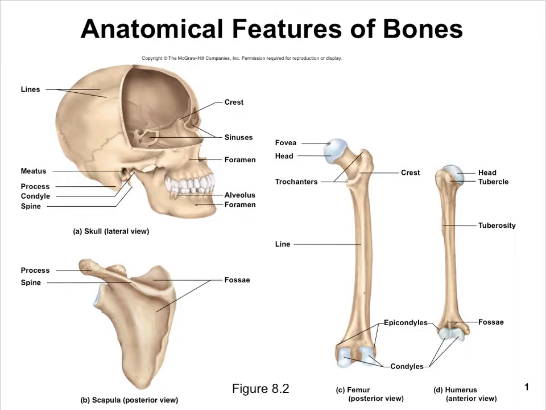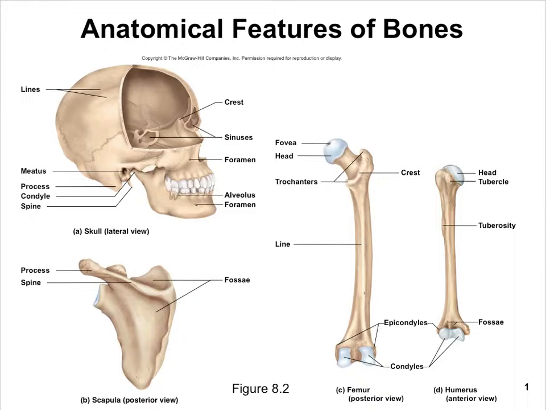Tuberosities. So tuberosities are rough, elevated, slightly rounded surfaces. Often things will attach to them. These are usually not articular points. They're usually points of attachment, but they're basically slight rounded bumps.